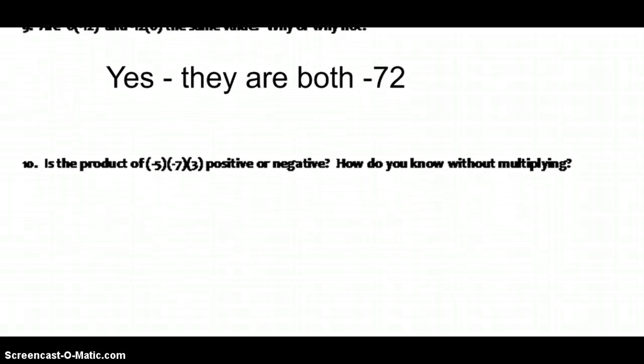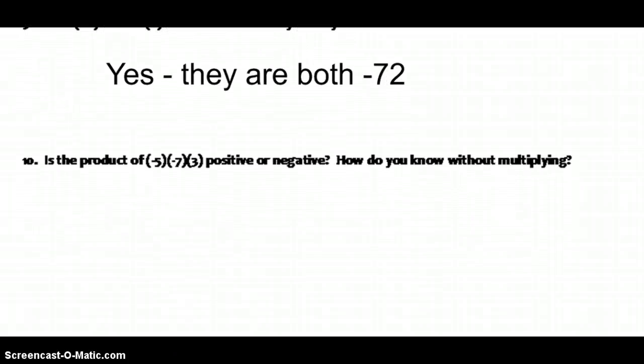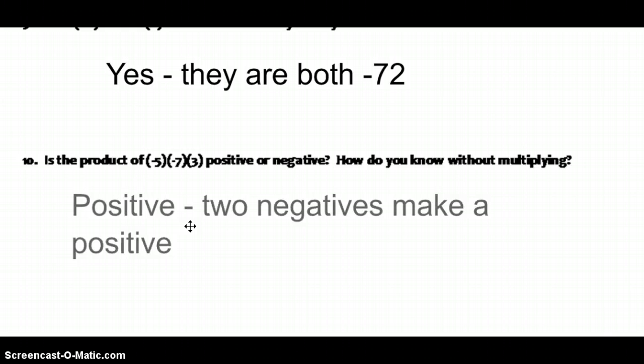Question 10. Is the product of negative 5 times negative 7 times 3 positive or negative? How do you know without multiplying? If we have 2 negatives and 1 positive, that means we have an even number of negative signs. That will give us a positive answer because 2 negatives always make a positive when you're multiplying.